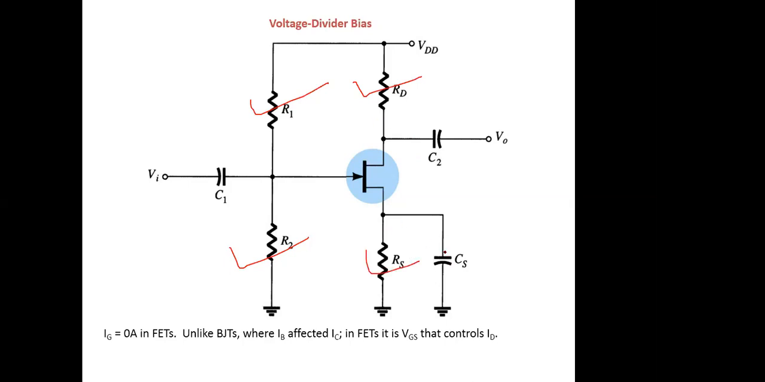There will be a bypass capacitor CS, which is used because there will be negative feedback by the source resistance. To reduce that effect, we use this bypass capacitor. So all the AC signal will be passing through this.